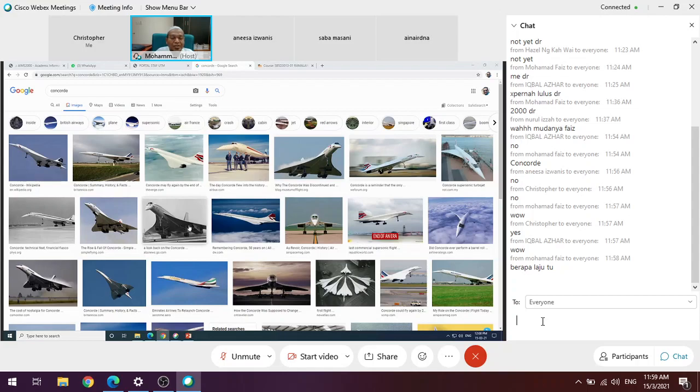The passenger or the customer have to pay more. If you want to fly with Concorde at that time, you have to pay more because of the marketing of this company. Sorry, the producer is a different company, but the flying company marked up the price.